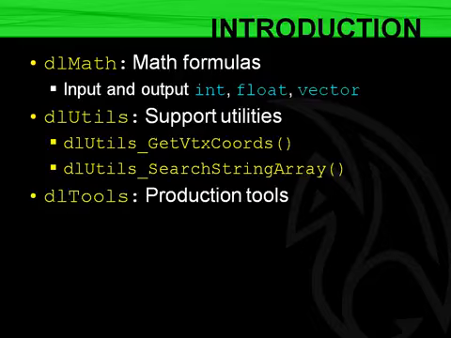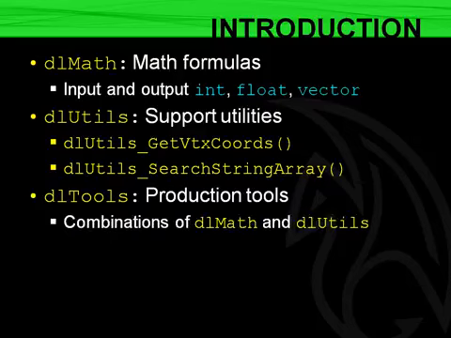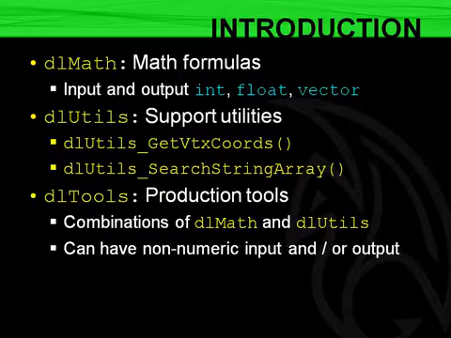And then finally here are production tools. DL tools will be all the tools that we're going to build essentially by combining scripts and procedures from DL Math and DL Utils. So we're going to build a tool for the user to accomplish a certain task in production, and it's going to be a combination of one or more DL Math procedures and one or more DL utilities to create this final tool. Now it can have non-numeric input and or output, i.e. strings, any sort of input or output we want essentially.